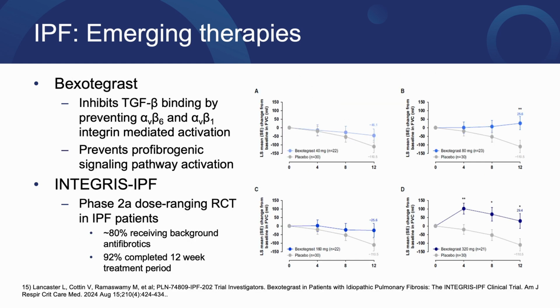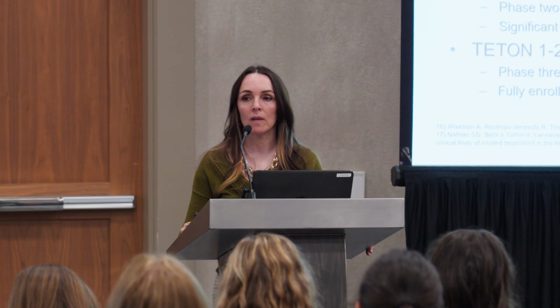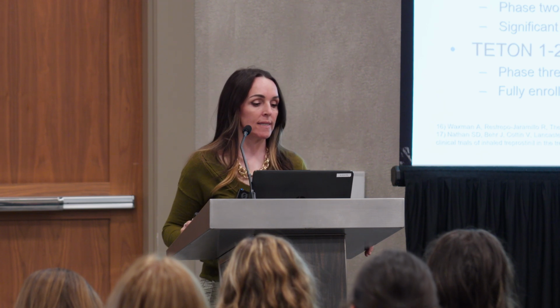Here's another therapy. I'm going to try to get through these pretty quickly because I know we have to get to our breakout groups. Treprostinil, we've been using for group 1 pulmonary hypertension. It was one of our first drugs to get approved for group 3, for patients who had ILD-associated pulmonary hypertension, and now is being looked at for pulmonary fibrosis patients outside of having pulmonary hypertension. So this will be its first indication outside of pulmonary hypertension, which is pretty exciting.